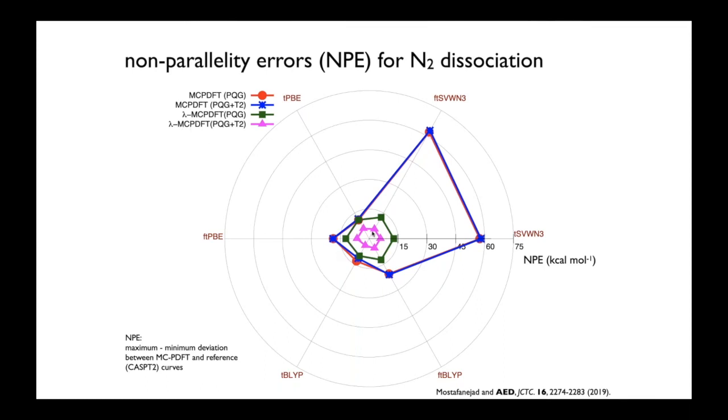and that does two things. One, it's like the great equalizer. All of these different functionals, once we add that lambda, end up having basically the same ability to describe this potential energy curve. The non-parallelity errors are essentially the same.